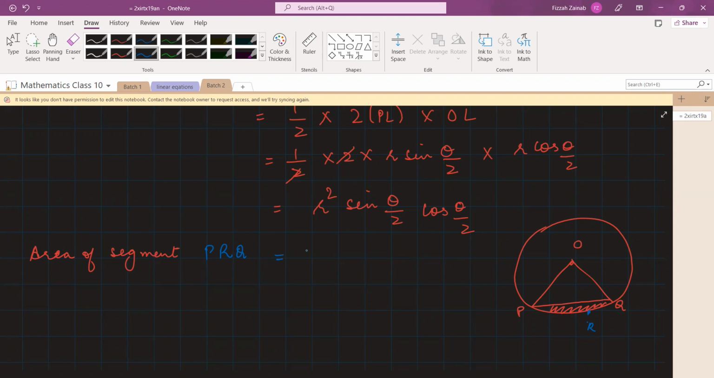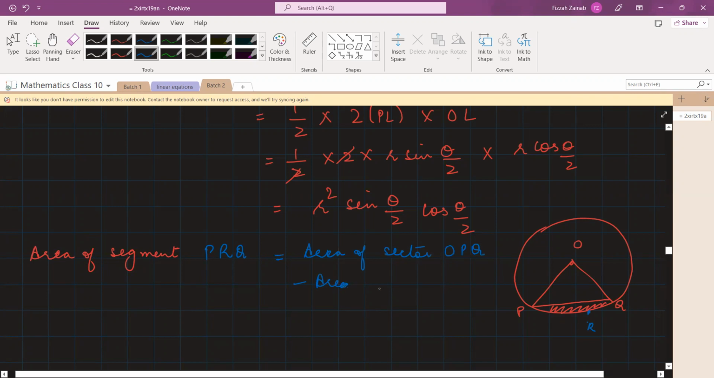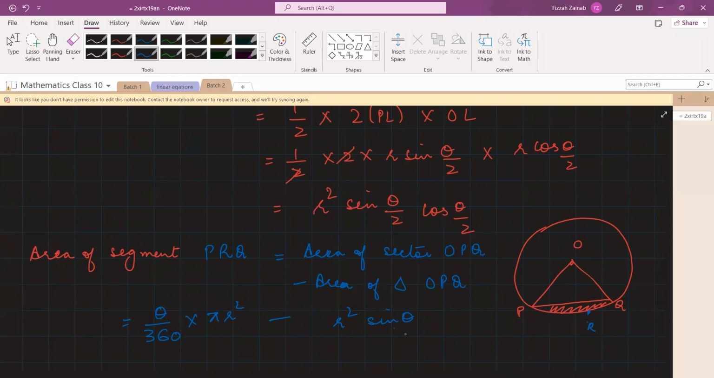So area of segment will be, as you know, area of sector OPQ minus area of triangle OPQ. Correct? Area of sector formula is theta by 360 into pi r square. And for the triangle area we have found r square into sine theta by 2 into cos theta by 2. So this is the formula for the area of the segment. You have to remember the area of segment.